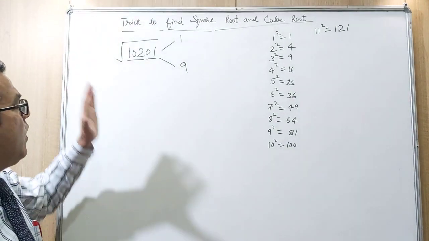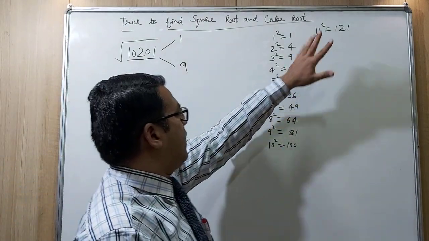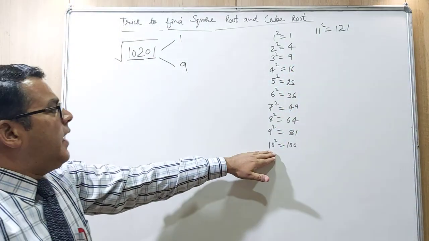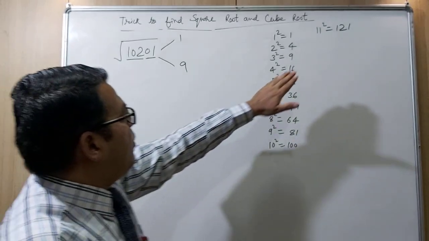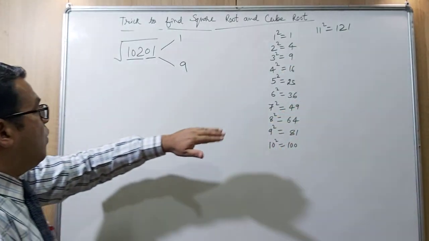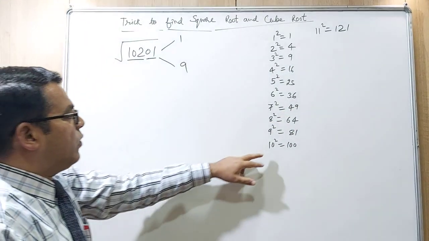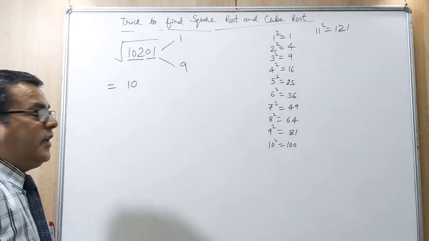It means it will lie between 10 and 11. So square of 10 is 100, square of 11 is 121. So we need to take the lesser value. So 10 we can take here. So the first number is 10.